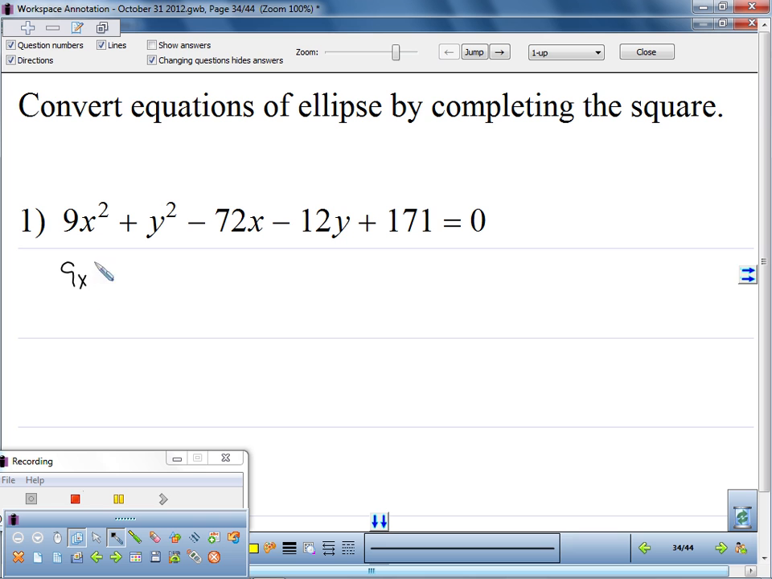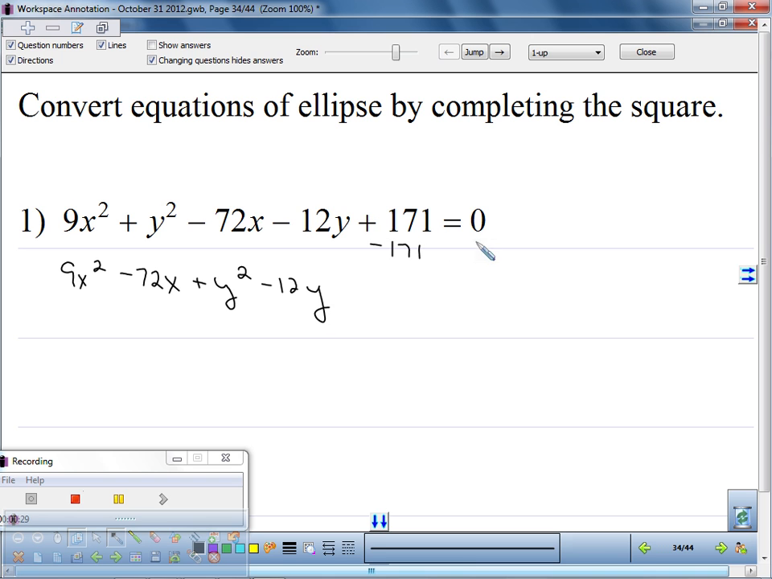So I'm going to write 9x squared minus 72x, and then plus y squared minus 12y. And I'm going to go ahead and move this over, so I'm going to subtract this from both sides, so that I get all that equal to negative 171. Now, in this particular problem, I'm going to factor out the 9, because to complete the square, we need the number in front to be 1. So I'm going to factor out 9.